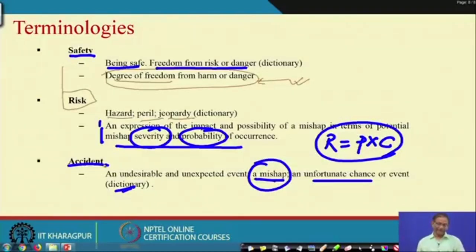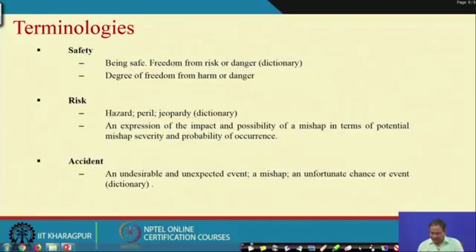For the time being, think of someone working at height, there is a chance that he will fall. So, fall from height. A worker working in a material yard, there can be a possibility that he will be hit by moving machines, hit by objects. So, these are all accidents. So, accident is an unfortunate, undesirable event. Okay. Then a few more definitions.